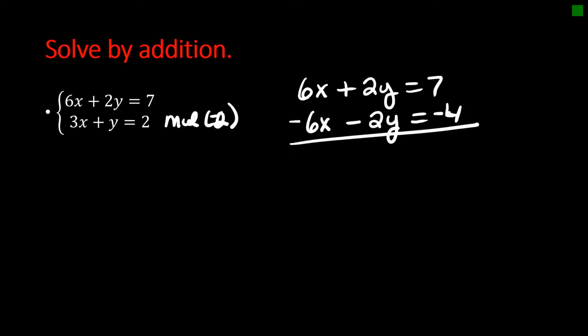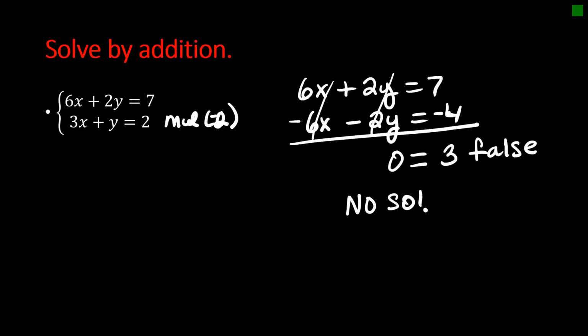When I add this together, my x's go away and my y's go away. I have 0 equals 3. And that's a false statement. If you go back to the lecture where we solved by substitution and we were in this situation, we said, hey, we have a set of parallel lines, which means no solution, or the empty set.